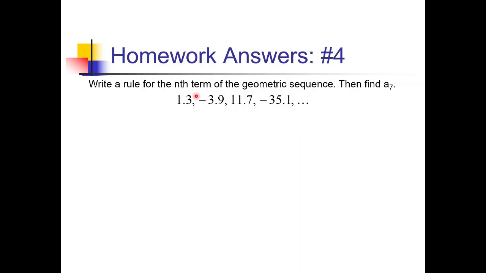This problem, we're trying to find the nth term of this geometric sequence. So let's write out our nth term formula, a1 times r to the n minus 1. R in this case, we just have to divide a term by the term before it. So negative 3.9 over 1.3, which comes out to exactly negative 3, which is kind of nice. So plugging that in with our A1, A1 is just the first term, 1.3.